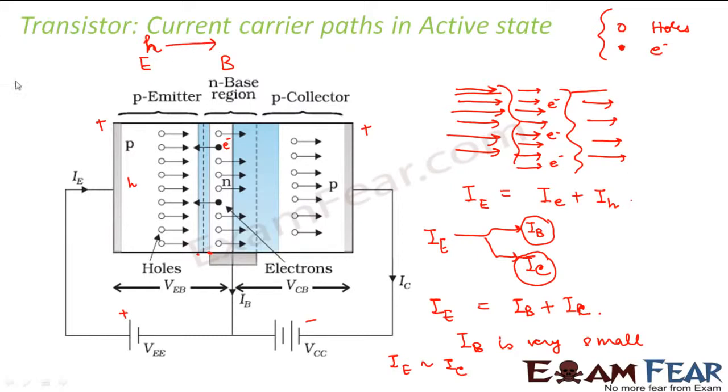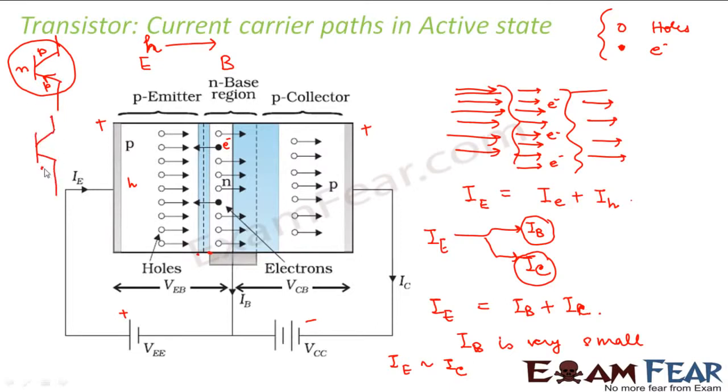So when we draw the symbol for a PNP transistor, this is P, this is N, this is P. So this is your emitter, this is your base, and this is your collector. So this is how you draw a PNP. So what will be the direction of the arrow? This is emitter and this is base. The direction of the arrow will be from emitter to base. So this is how you will represent PNP.